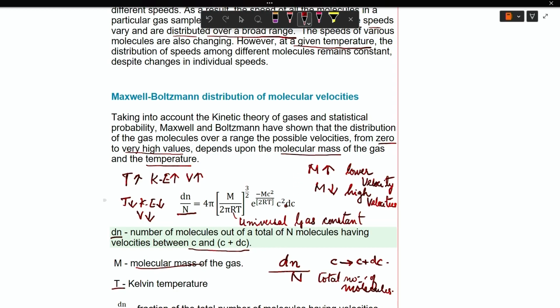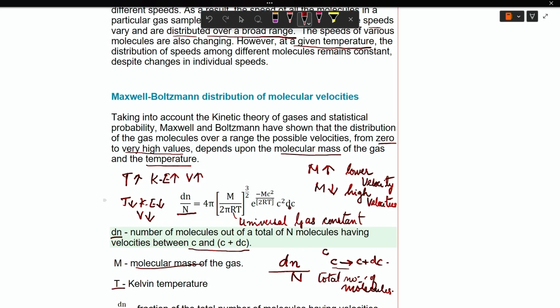T is the absolute temperature, and e is the exponential term. Again, here also we have m, the molecular mass. Though the velocities between c and c plus dc are considered, for calculations we will take c as the velocity. So, c square and dc, that is a small change in velocity.